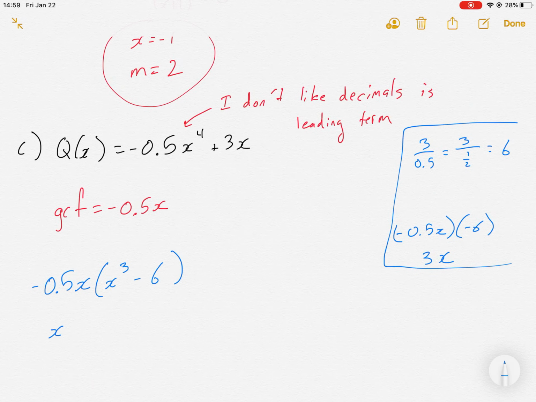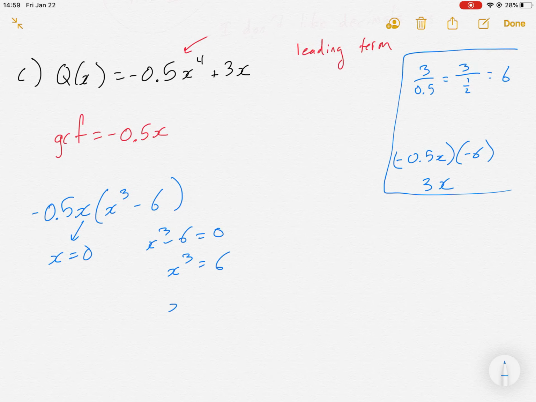And we're now in a spot where we could find our zeros. We have x equals 0 again here. We also have x cubed minus 6 equals 0. And solving for this, we end up with... Now, when you do a cube root, you just get the cube root. So in this case, it's just the cube root of 6. Not super exciting. That doesn't reduce to anything. It just is the cube root of 6. There's no plus or minus.